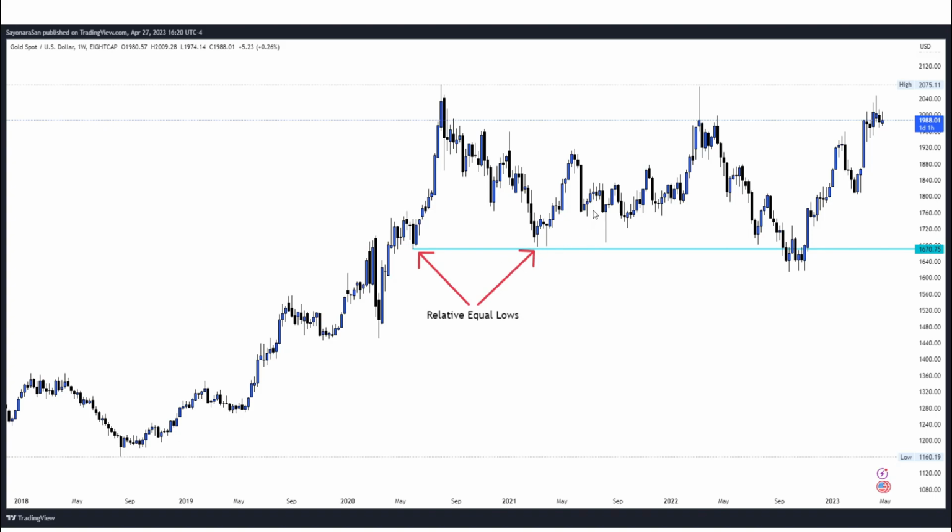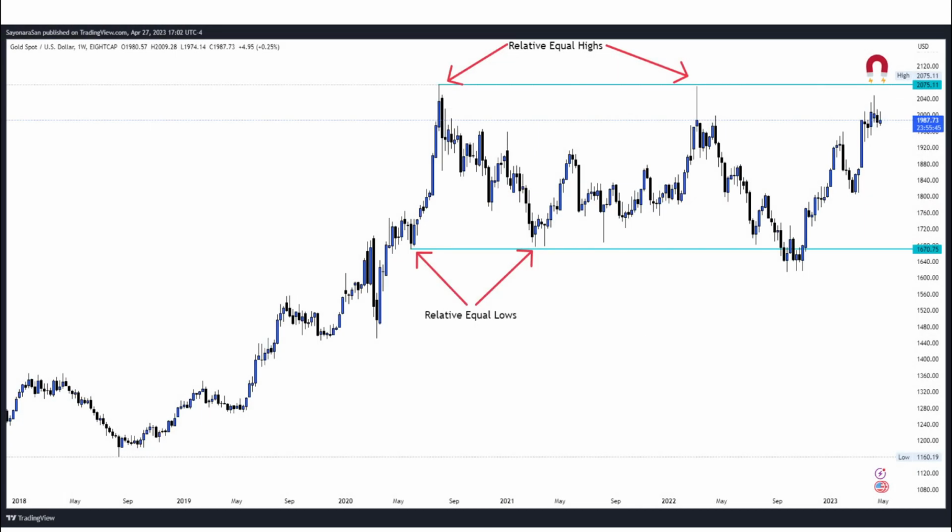Okay. And now if we look at what price did after creating these relative equal lows, we can see that the price continued upwards to create relative equal highs, giving us another price level to look at, which is 2075.11. I see these liquidity levels as magnets to price, and so they act as my long-term price targets. So until the price of gold breaks 2075.11 or we break market structure, I'll be expecting gold to reach this level.